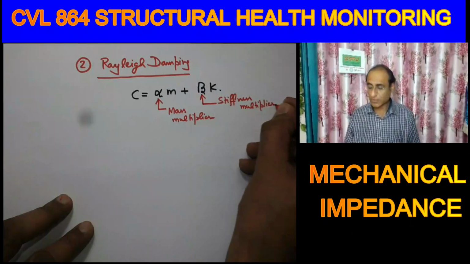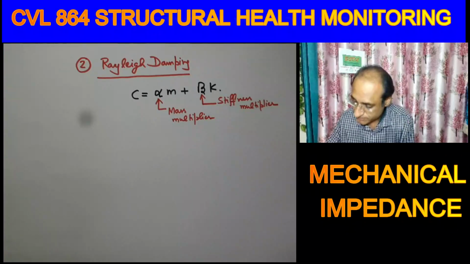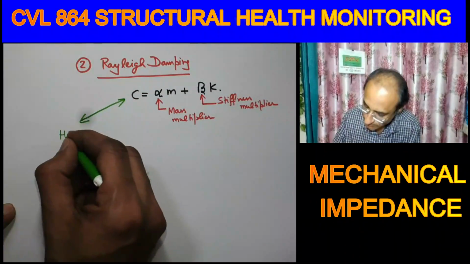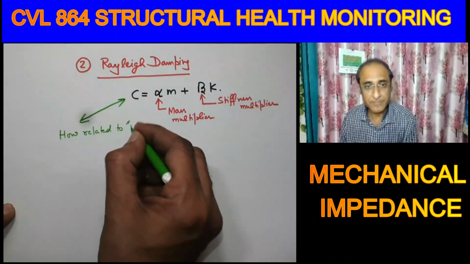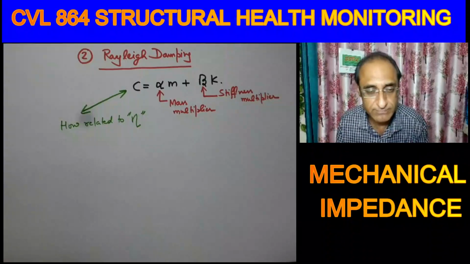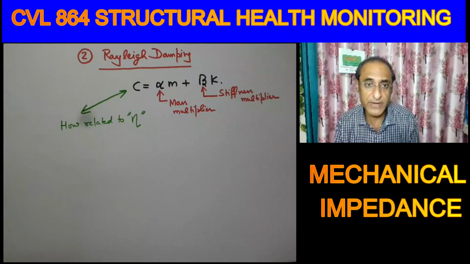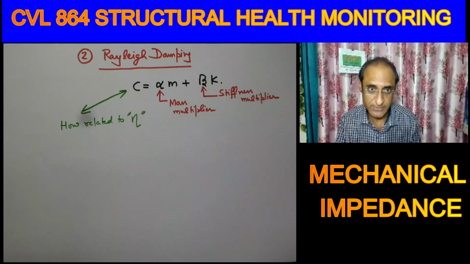So now if I ask you, what is the equivalence between Rayleigh damping and mechanical loss factor? How is it related? The mechanical loss factor eta. Now why am I doing this? Because I have introduced a new term, and this new term we will be using in the impedance approach in all the derivations which we will be doing for the derivation of the basic equation of the electromechanical impedance.